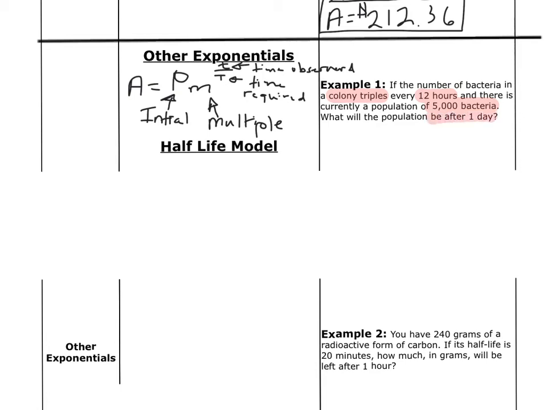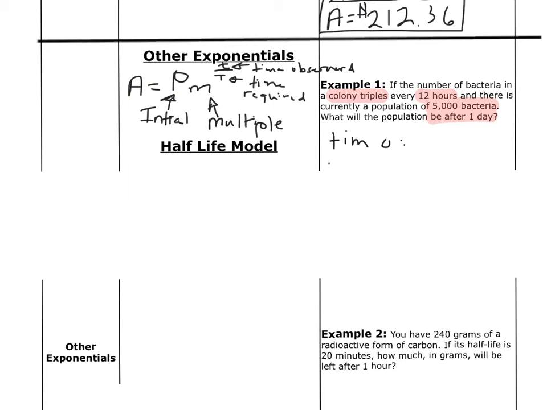Now, looking at this right here, the time that we're observing, this bacteria is across 1 day. Does that make sense? So the time we're observing is 1 day. The time required for it to triple is 12 hours. Hopefully you can make that distinction. That is time observed, and we'll call it time O. That is 1 day.